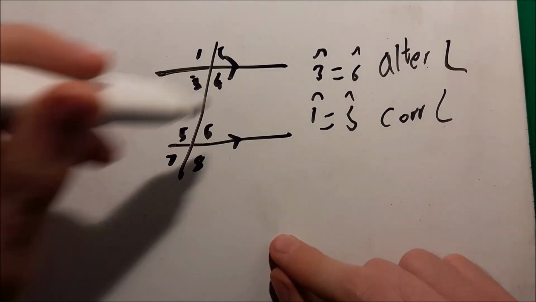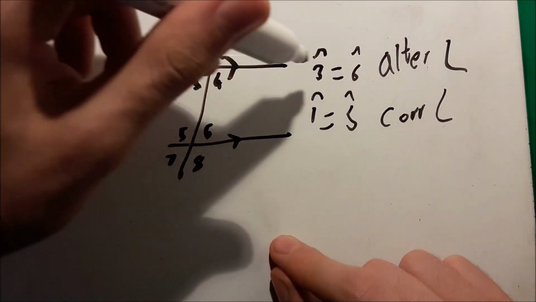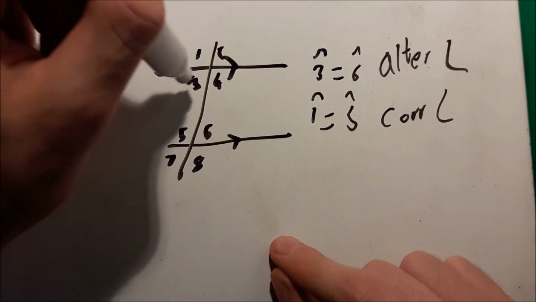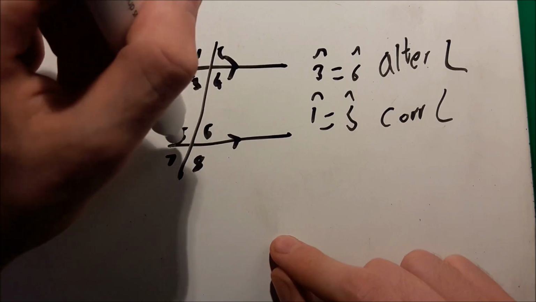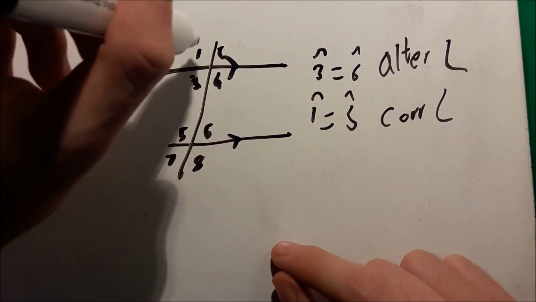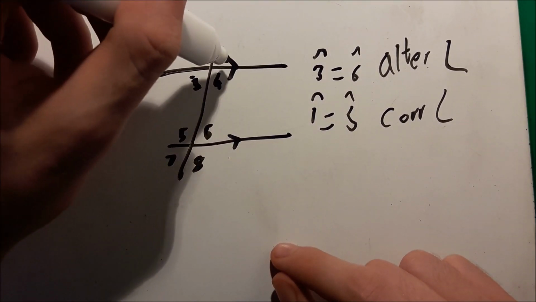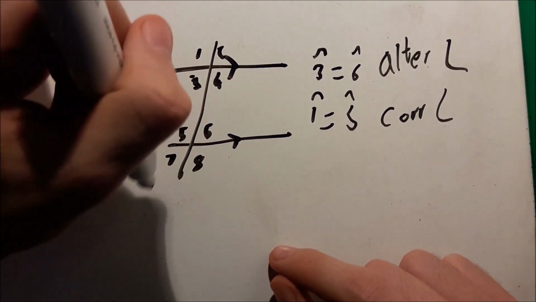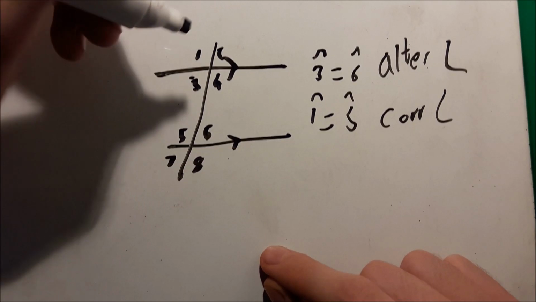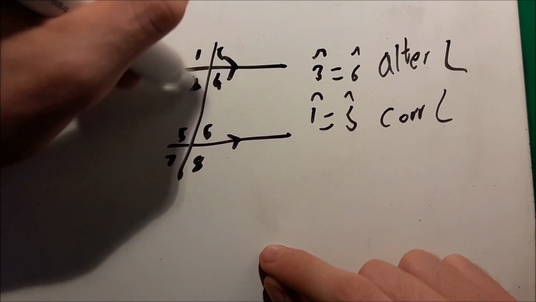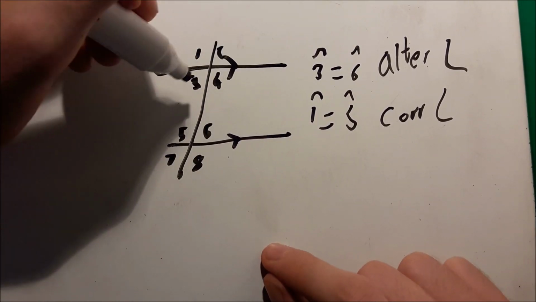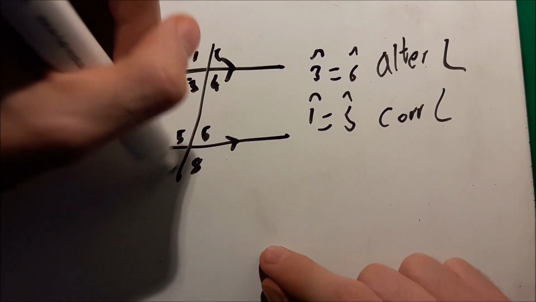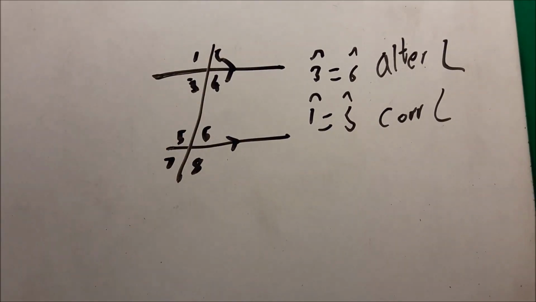It can work for multiple ones as well. 3 is equal to 6, and 4 is equal to 5, because those are alternating angles. And 1 is equal to 5, 2 is equal to 6, 4 is equal to 8, 3 is equal to 7. We can also tell that 3 is equal to 2, because of vertically opposite angles, 1 is equal to 4, because of vertically opposite angles, and so on.